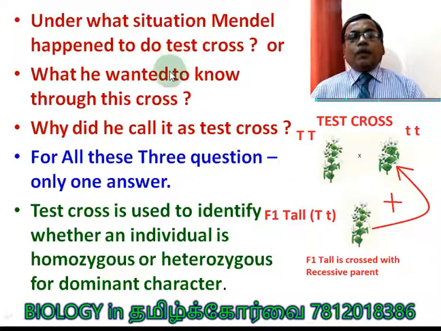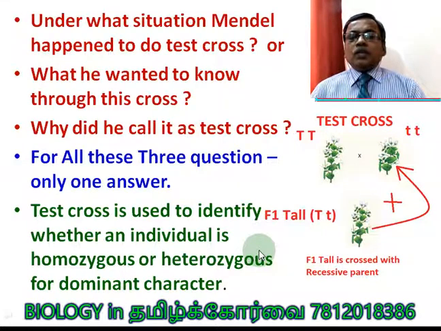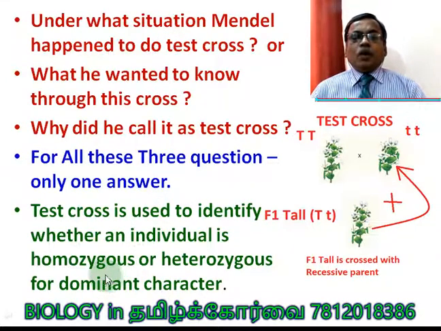Under what situation did Mendel do a test cross, what did he want to know through this cross, and why did he call it a test cross? All these questions are answered. For all these three questions, only one answer: a test cross is used to identify whether an individual is homozygous or heterozygous for a dominant character. Because he was not clear about the nature of its genotype, that is the situation, and he wanted to know its genotype through this cross. And he called it a test cross because he tested the F1 plant. So only one answer for all these questions.